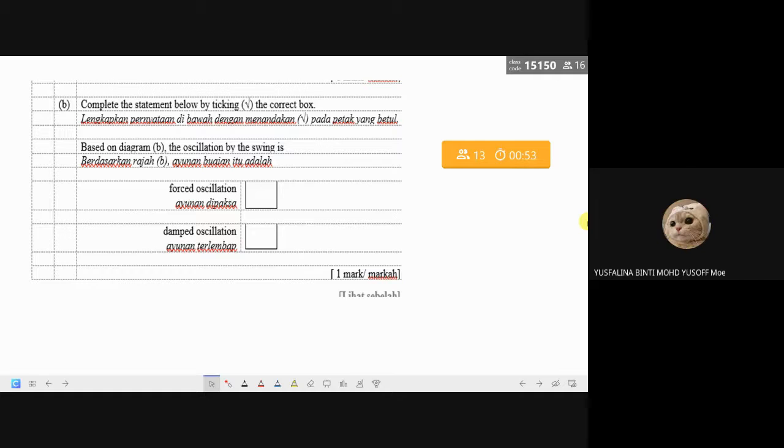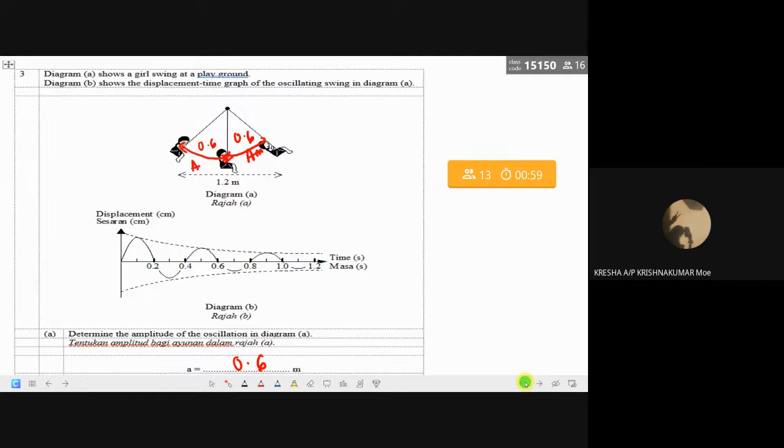Teacher? Yes? Kritika asked if we could show the diagram B. Okay, wait.